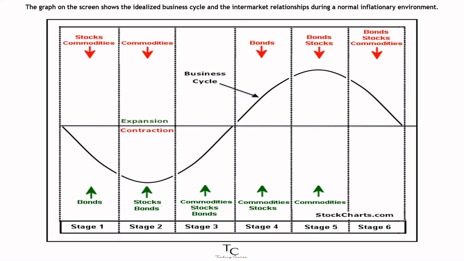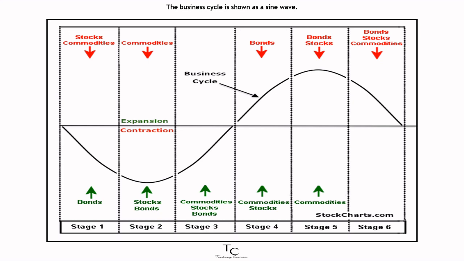The graph on the screen shows the idealized business cycle and the intermarket relationships during a normal inflationary environment. This cycle map is based on one shown in the Intermarket Review by Martin J. Pring, www.pring.com. The business cycle is shown as a sine wave.